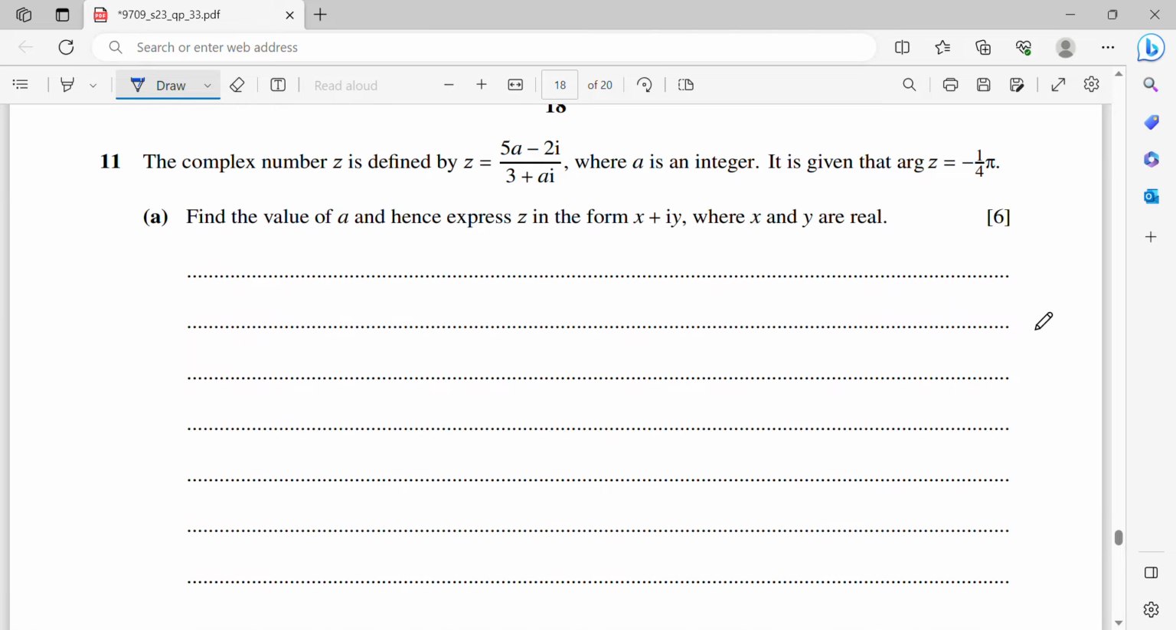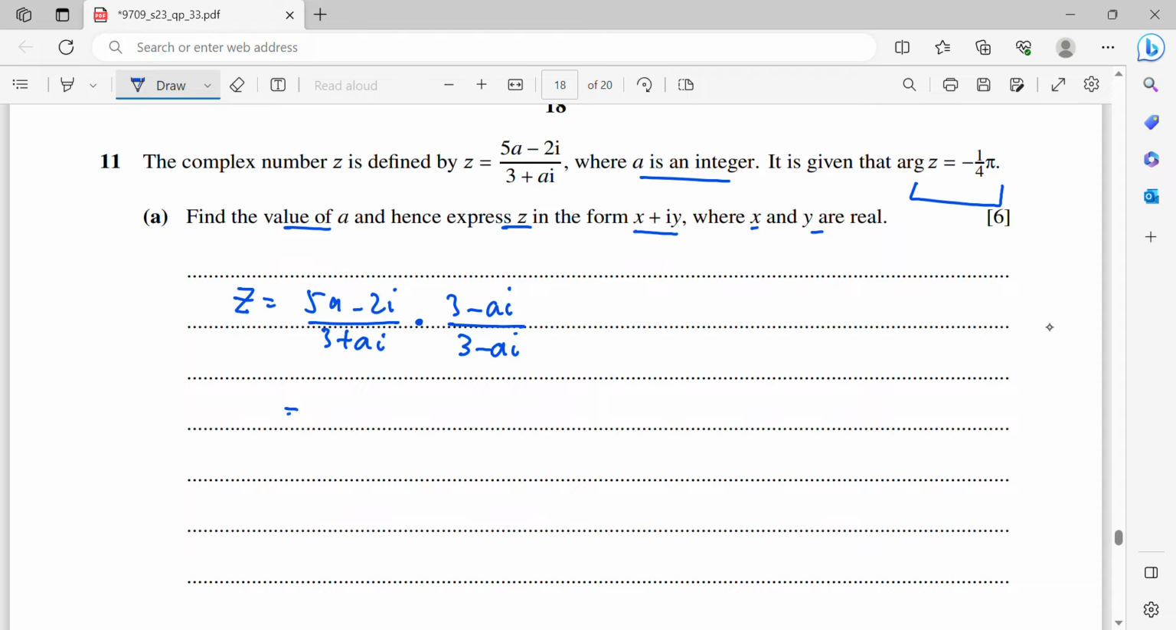Okay, now question 11. The complex number z is defined by 5a minus 2i over 3 plus ai, where a is an integer. Given the argument is negative 1 over 4 pi. Find the a and hence express the complex number in the form of x plus yi, where x and y are real numbers. Okay, so now first of all, I need to multiply the conjugate of the denominator first, because you have the i in the denominator. So the conjugate is 3 minus 2i. Sorry, the conjugate is 3 minus ai, right?